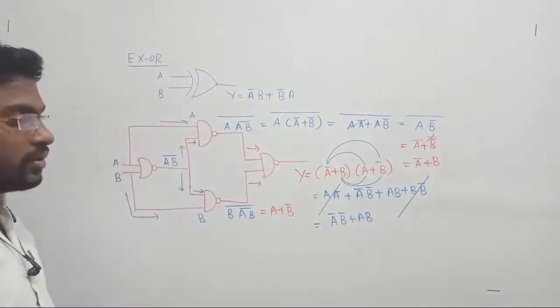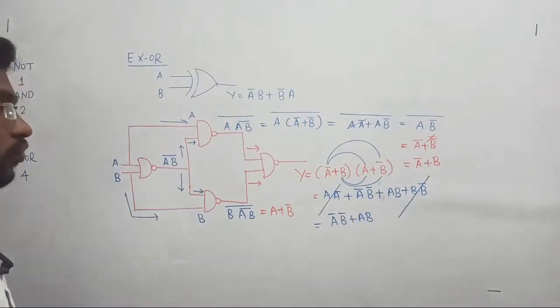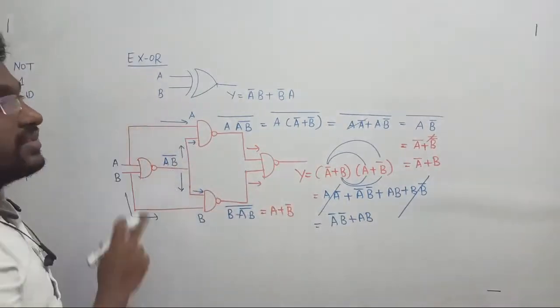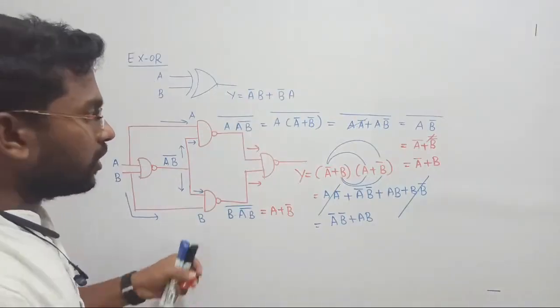Actually, what is the output? Again I am getting A bar B bar plus AB. But what do I need? See, actually I need an XOR gate. What is the XOR gate output? If you want to know the value of the XOR gate output, then see there.